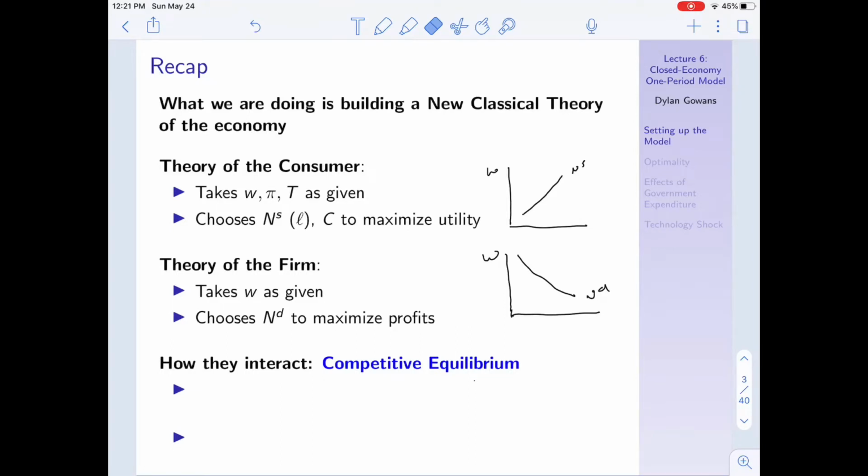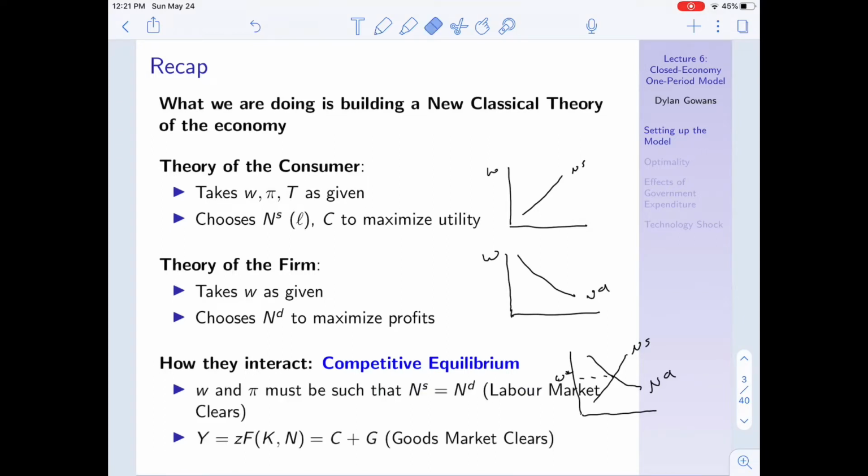And the way we're going to do that is they're going to interact through competitive equilibrium. What that means is that the wage must be such that the amount of labor that the consumer wants to sell or supply must be equal to the amount of labor that the firm wants to demand. And you can imagine that really what we're doing, and you've seen this no doubt in first year, is saying the wage must be the one that leads to the intersection of these two curves. And that's really all we're going to be doing in this model.